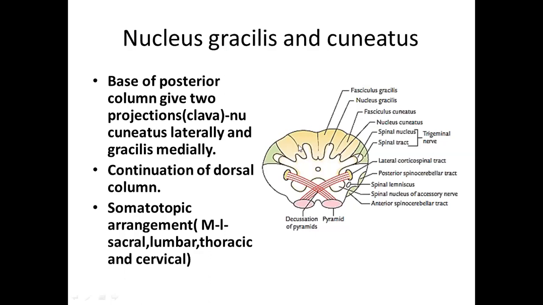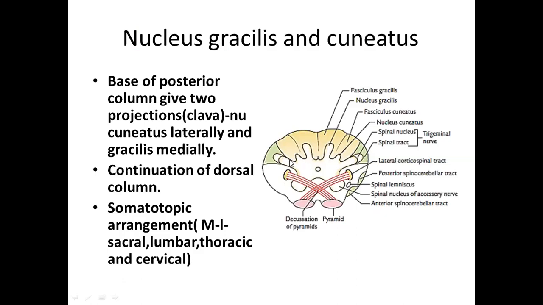So over here, the posterior column is coinciding with the nucleus cuneatus and the nucleus gracilis, right? Their fibers will be terminating over here, but this area is more prominent at the level of sensory decussation. Now there is a somatotopic arrangement. In the nucleus gracilis, from medial to lateral will be the sacral fibers, then the lumbar fibers, then in the cuneate nucleus we'll have the thoracic, and then most laterally the cervical fibers. So this is a somatotopic arrangement.